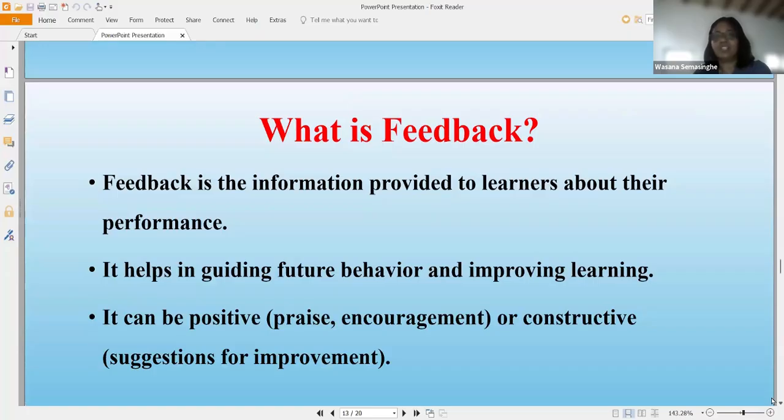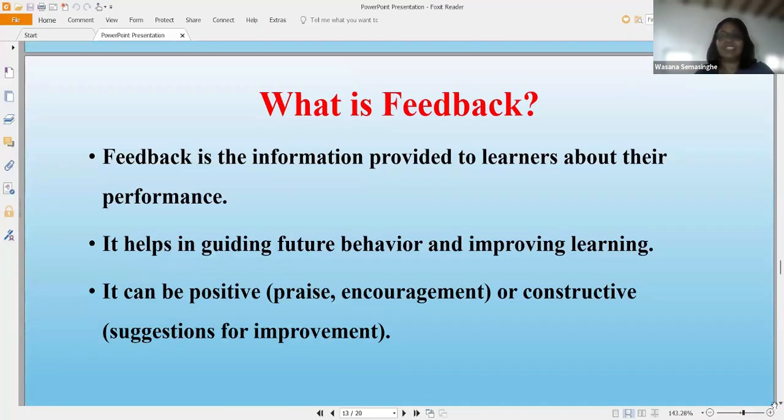Yes, next point. What is feedback? We explained that, I think. So the reading is enough, I think. It's given here nicely. Information provided to learners about their performance. It helps guide future behavior. When we give feedback, it will improve their future learning. It can be positive or constructive. Positive means praise, encouragement. Constructive means suggestions for improvement. Always you should give constructive criticism or feedback.